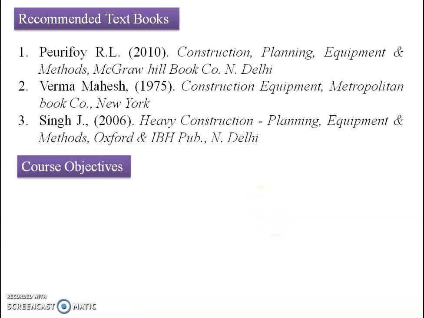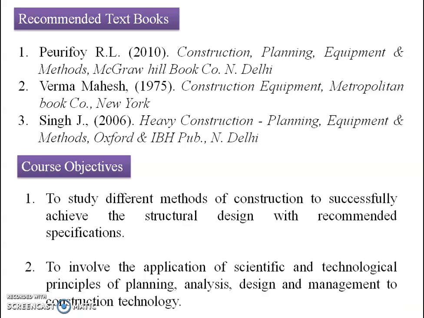University has defined certain course objectives which will be attained during the completion of this academic course. Number 1, to study different methods of construction to successfully achieve the structural design with recommended specification. The second objective is to involve the application of scientific and technological principles of planning, analysis, design, and management to the construction technology. Now, with these 2 objectives, let us start with our syllabus.